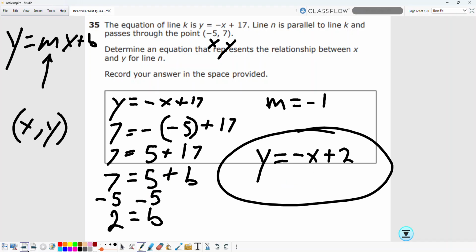So remember, you're not solving for the value of anything. You're trying to make the next equation. And there you have it.